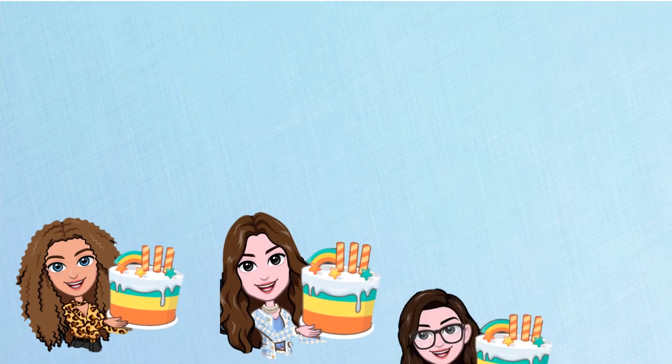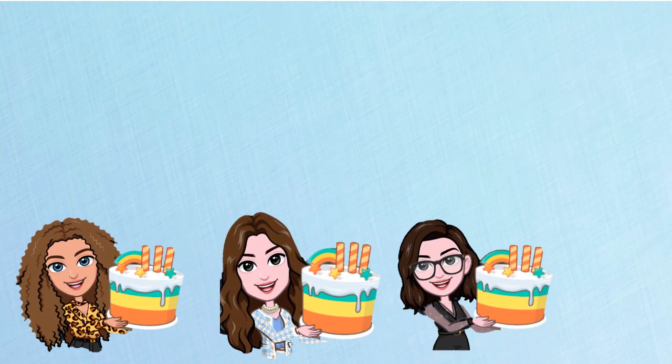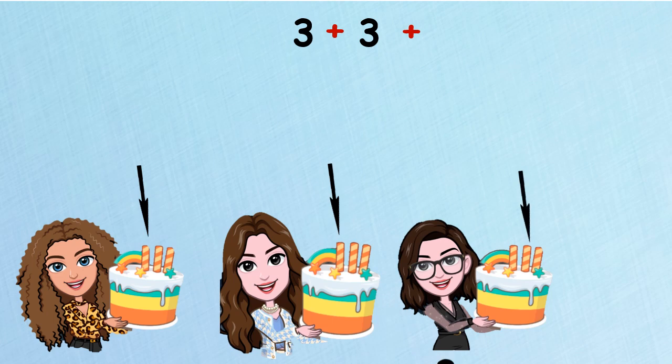So we are going to be joined by Miss Anne. And Miss Anne also has a cake with 3 candles. So I have 3 candles on my cake. Miss Alicia has 3 candles, and Miss Anne has 3 candles. And if we count it up, we will get 9. So we are adding 3 over and over. Remember, it is called repeated addition.